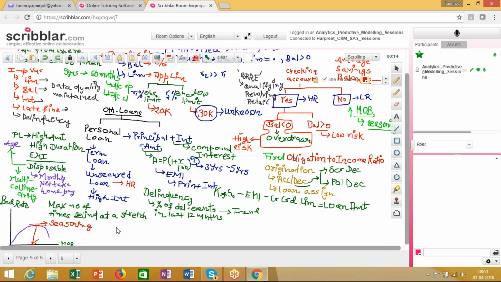The seasoning analysis explores the riskiness of a borrower along with the vintage of the borrower on the books of the bank. Clear?